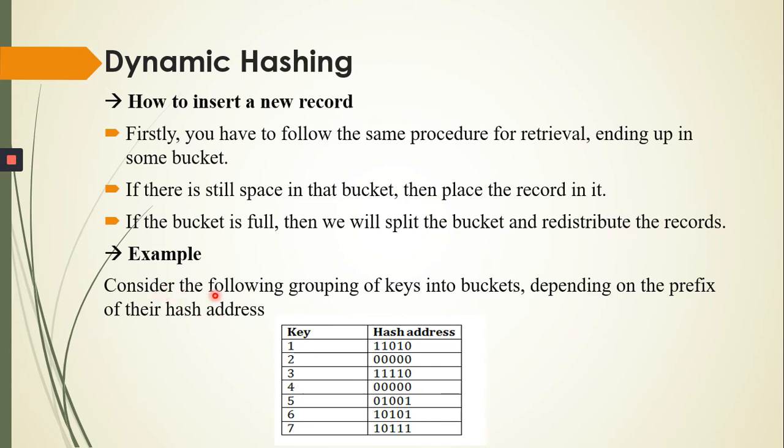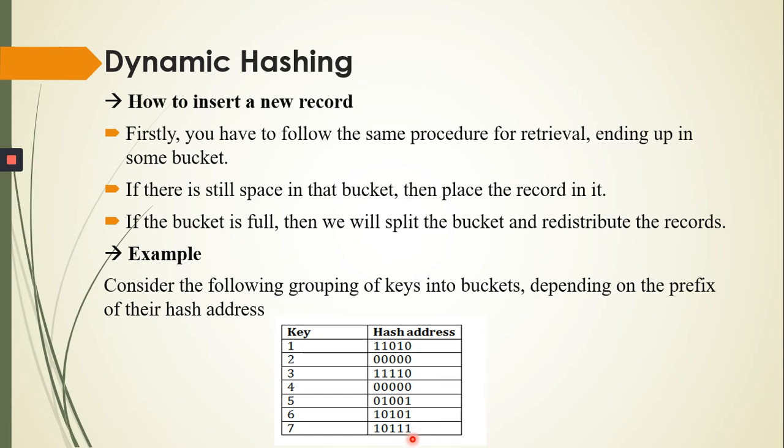Now consider the example. Here we have keys placed into buckets depending on the prefix of their hash address. Here we have keys 1, 2, 3, 4, 5, 6, 7, and here we have a hash address. Now we consider the last two bits. So for 1 the last two bits are 10, for 2 the last two bits are 00, for 3 they are 10, for 4 they are 00, for 5 it is 01, for 6 it is also 01, and for 7 it is 11.